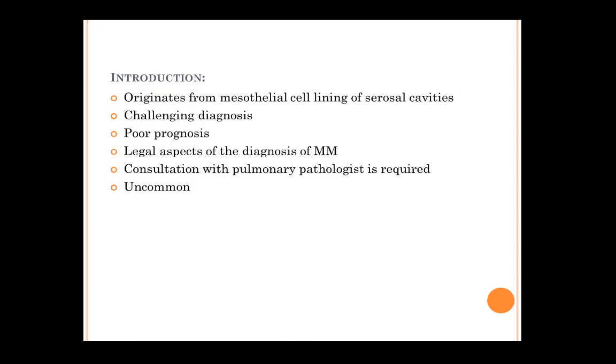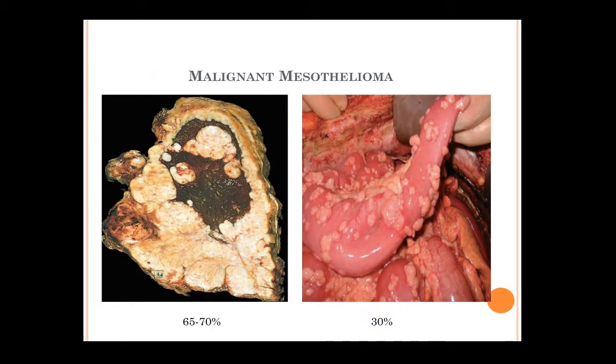On the other hand, usually this diagnosis brings with it a poor prognosis. Most of the patients do not survive more than 1 year after the diagnosis. The legal aspects of this diagnosis add to its complexity because this is one of the most significant occupational exposure disorders related to asbestos exposure. It's recommended that consultation with a pulmonary pathologist is required in almost every case of malignant mesothelioma except for the very straightforward ones. In spite of all of these facts, fortunately it is not a very common diagnosis.